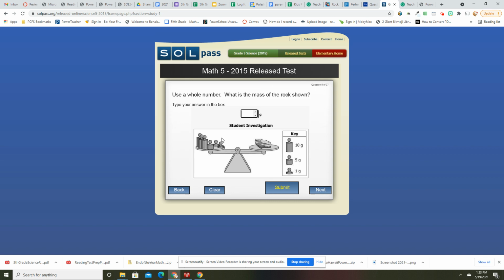So here we're looking at a scale, and you have a rock right here. We want to know how much the mass of the rock is. So you would just have to add those up. So we have 1, 2, 3. So those are 30, 35, 36, 37. And then you just type in 37.